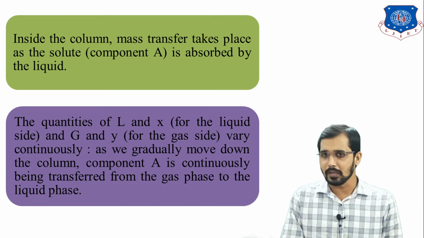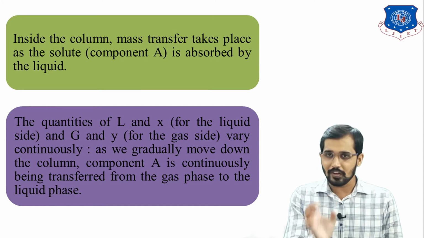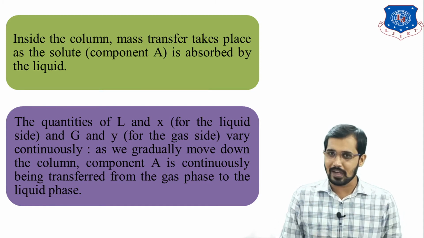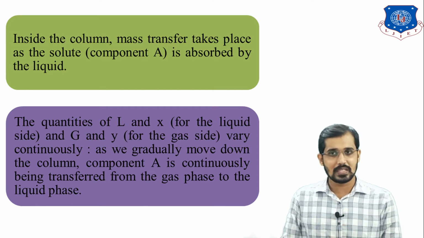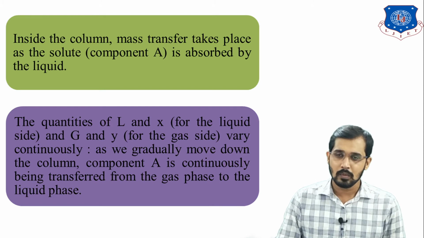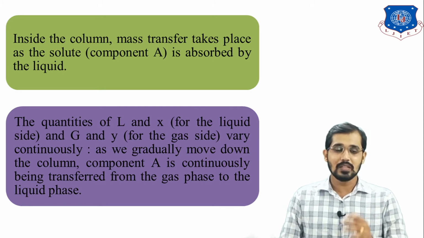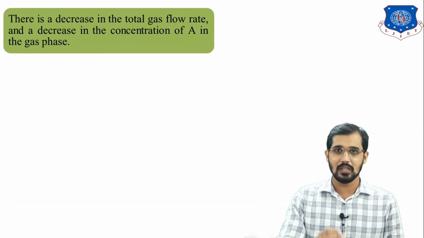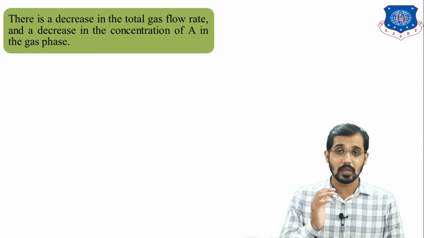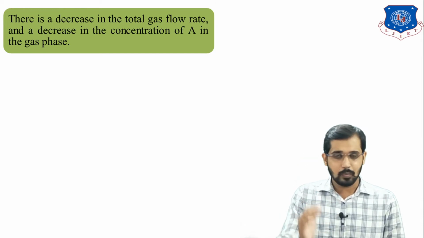So I can conclude here, in the co-current operation, both streams are flowing in the same direction, means both the gaseous stream as well as the liquid stream are coming from the top section to the bottom section. Means I can say here, you can see on the screen, there is a decrease in the concentration of component A, which we want to remove, in the gaseous stream from top to bottom.